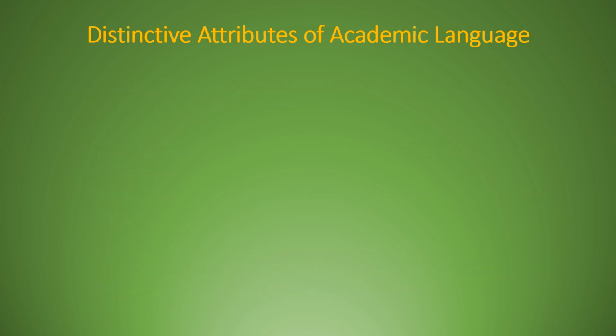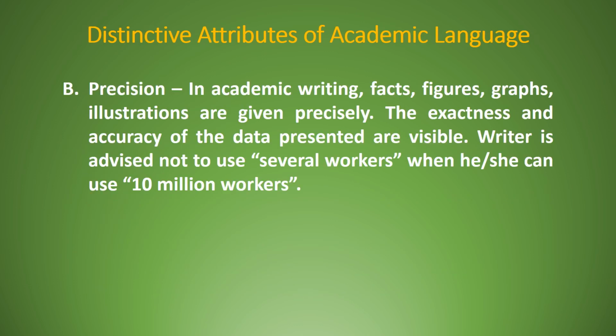The second one we have here, precision. Precision is a term in academic writing. Facts, figures, graphs, illustrations are given precisely. The exactness and accuracy of the data presented are visible. Writer is advised to choose several workers when he or she can use 10 million workers. You see the difference between the two phrases.